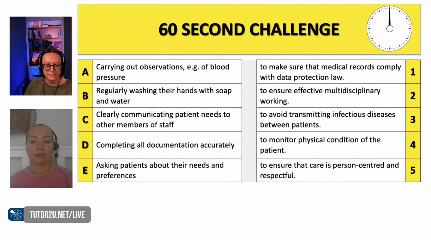Let's go with Erica Core. So A, carrying out observations, for example, of blood pressure has been linked there to 4 to monitor physical condition of the patient. Excellent. Regular washing their hands with soap and water, Erica is linked to 3 to avoid transmitting infectious diseases. Brilliant. C, clearly communicating patient needs to other members of staff, Erica has linked to 5 to ensure that care is person-centred and respectful.